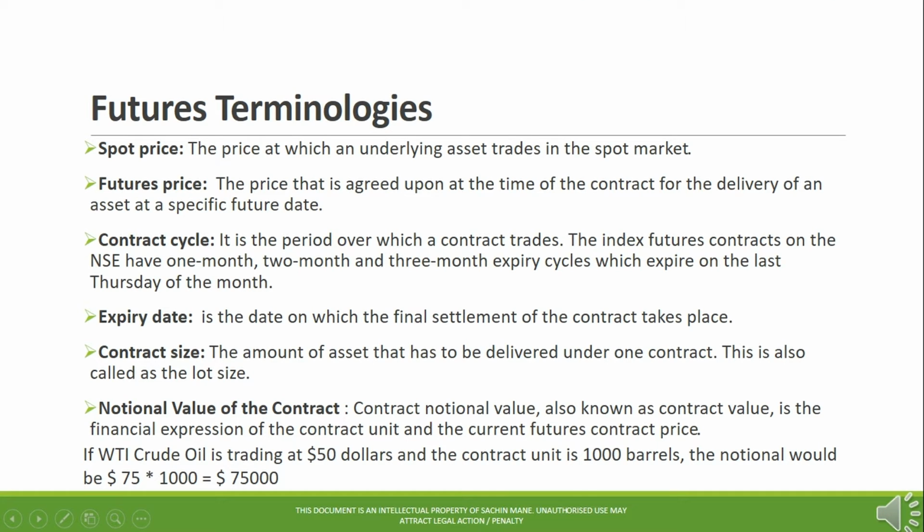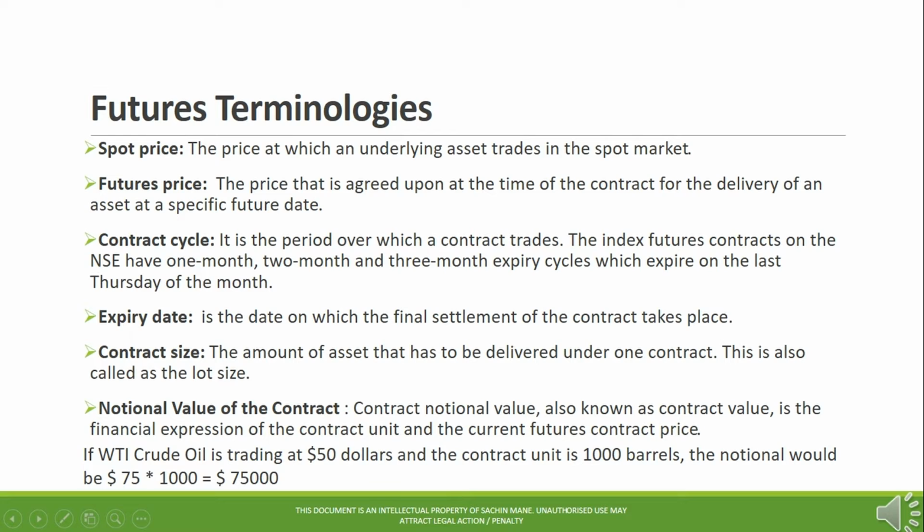Futures terminologies. Spot price, the price at which an underlying asset trades in the spot market. Futures price, the price that is agreed upon at the time of the contract for the delivery of an asset at a specific future date. Contract cycle, it is the period over which a contract trades.